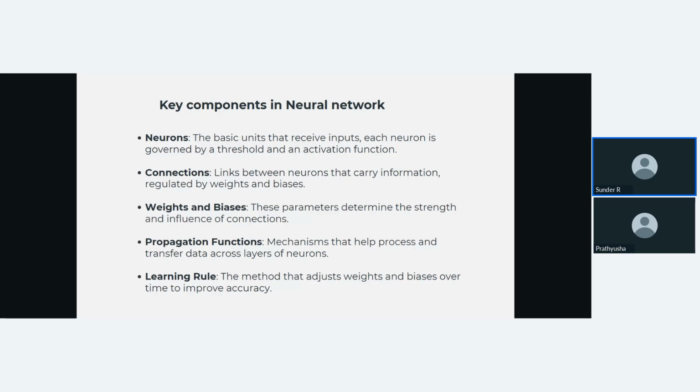Okay. Next, we are also going to have this propagation function. What is this propagation function? It is to show how your information is flowing from one layer to the other layer. Okay. And finally, we have this learning rule. So what does this learning rule do? Learning rule is nothing but how it gets smarter?